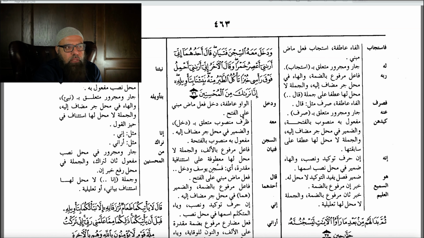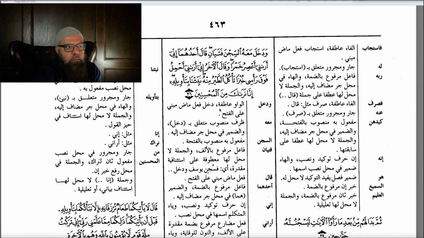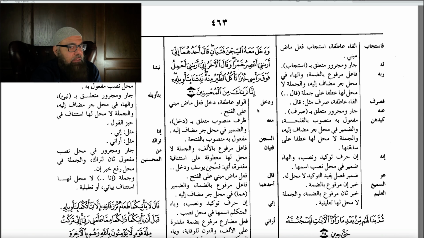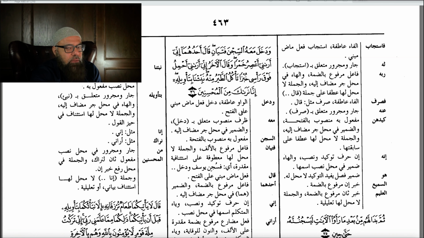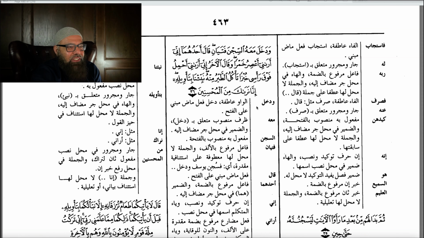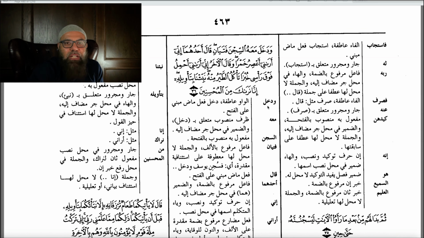So he's saying this is atifa, dakhala fi'lun madin, but then what is it connecting on? He hasn't told us that yet. So he gets into the minutia. Okay, and this is the criticism I have with this book, right? So I want to know, what is the ma'tuf on?